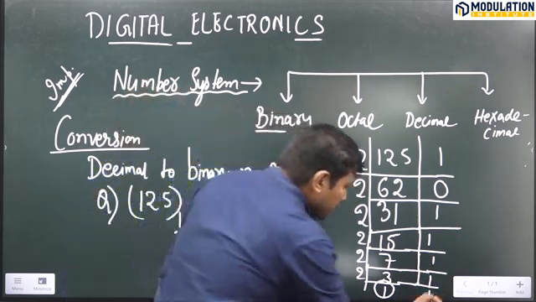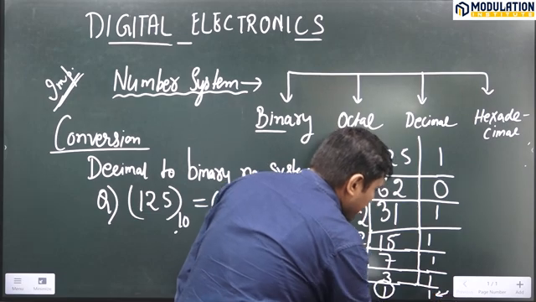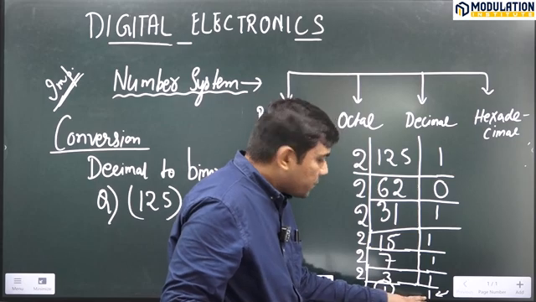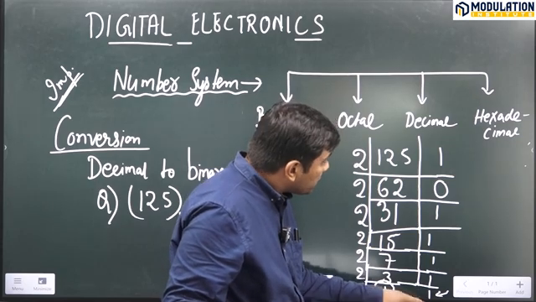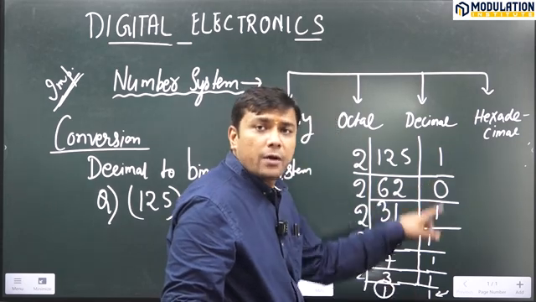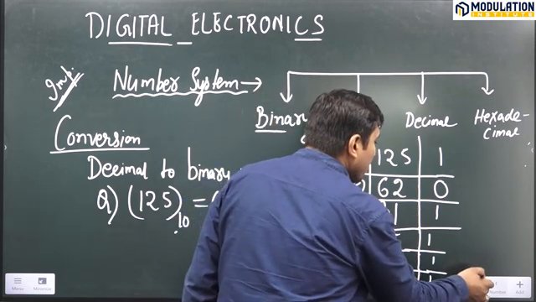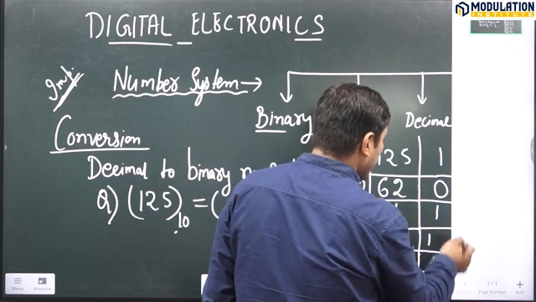So, this one is MSB. We can say that this one is MSB. The last digit is called the most significant bit. Now, the remainders which we got over here, we have to take the digits from the lower end to the upper end.